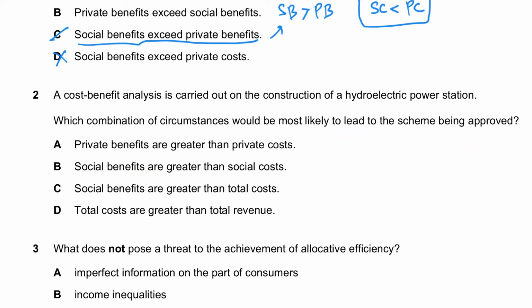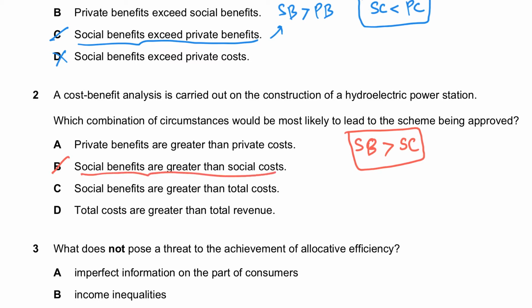In question number 2, they say a cost benefit analysis is carried out on the construction of a hydroelectric power station. Which combination of circumstances would most likely lead to the scheme being approved? In such a case, when you look at cost benefit analysis, CBA will always approve a project where social benefit exceeds social cost. So if social benefit is greater than social cost, we will always go ahead and do a project, and that's exactly why B is the right answer.